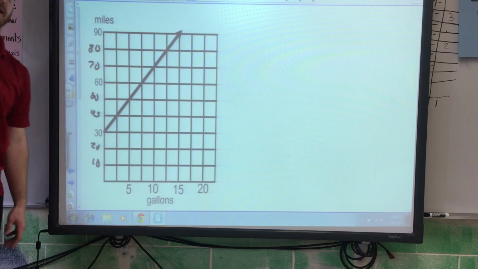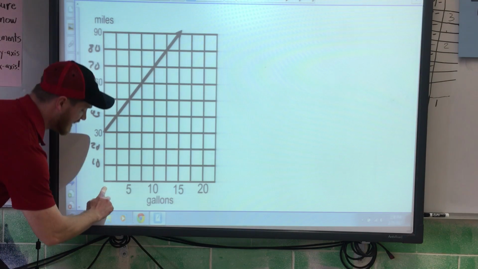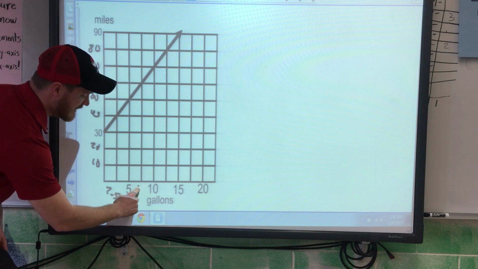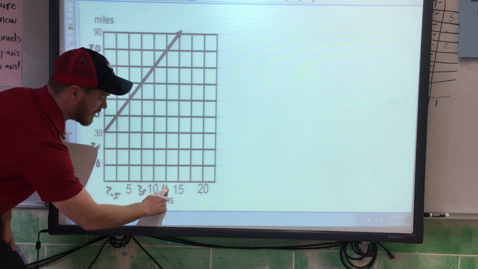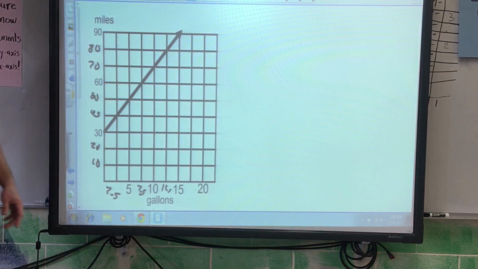What do we count by over here? Well, every 2 is by 5. So that's kind of confusing. That's actually counting by 2.5. So this would be 7.5, 12.5. I'm just going to deal with the 5, 10, 15, 20 to make it easier on ourselves.